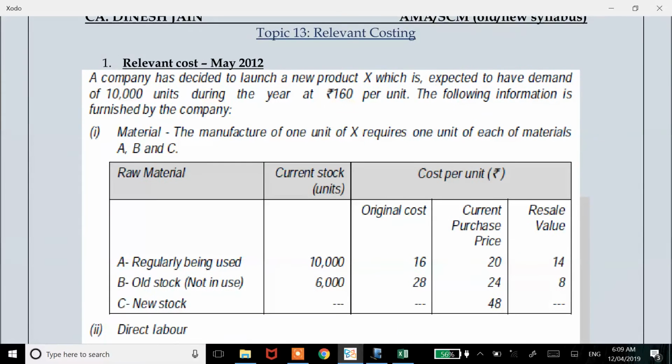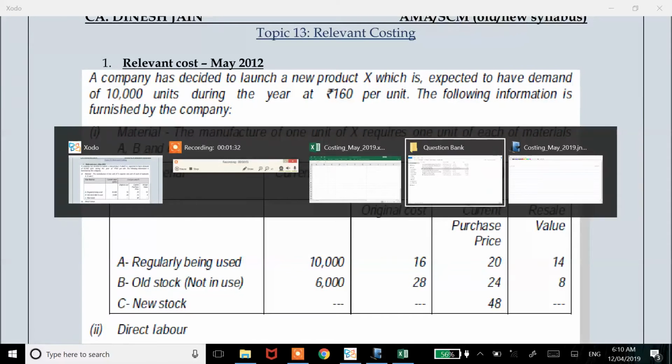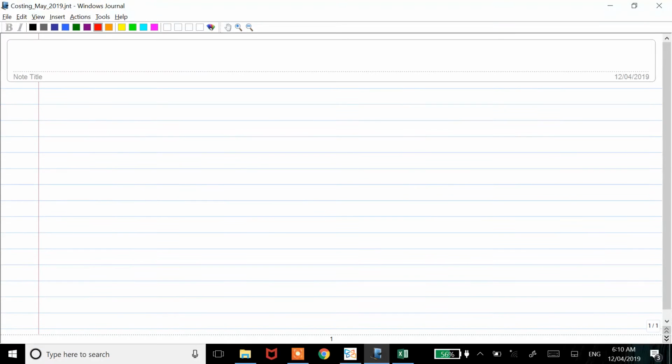Now, coming to relevant costing, let's first understand how relevant costing will work. See, as a rule, what happens is, I have something called a decision, and I'll have to split this into two. Yes, no. Any decision which we are taking, we'll have to split that into two parts, a yes and a no. And depending on the answer to the yes and a no, you will get to know whether something is relevant or irrelevant. That's the general norm to analyze anything.